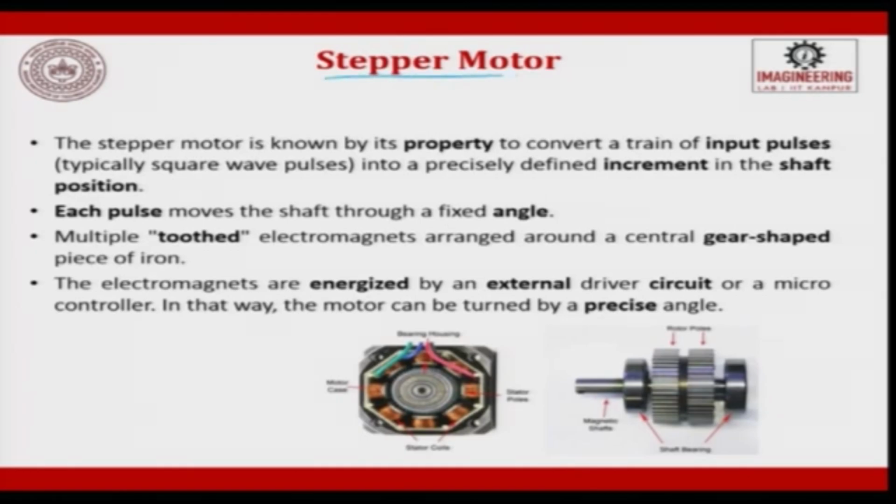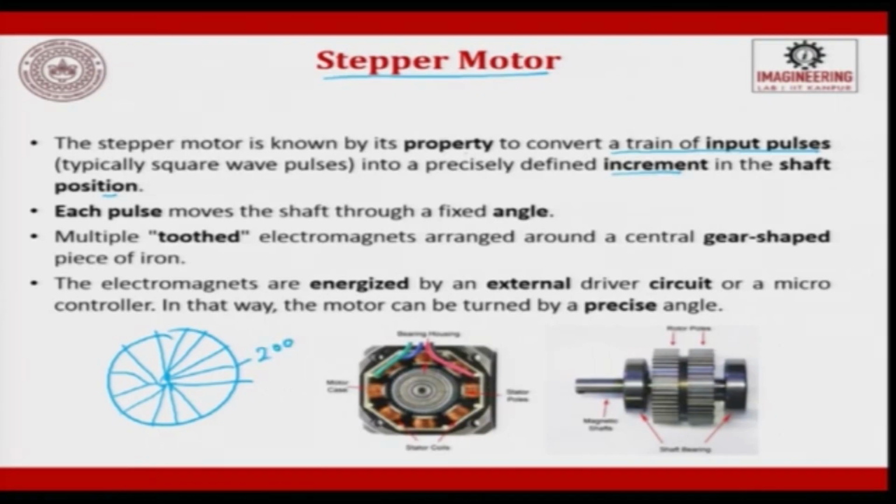Now, the last motor we will see is the stepper motor. The stepper motor is known by its property to convert a train of input pulses, square pulses, into a precisely defined incremental movement in the shaft position. So, what it does is you have 1 RPM. Now, you divide that 1 RPM into several small segments, and these segments are called steps.